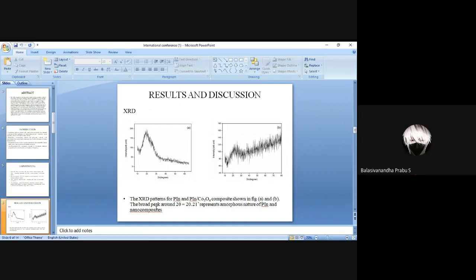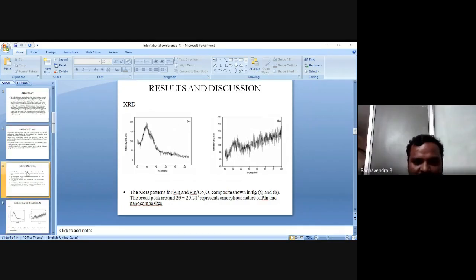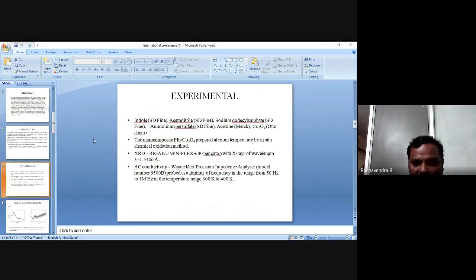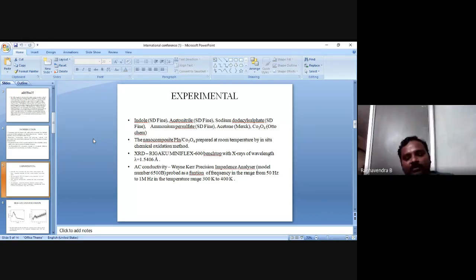Sir, how did you perform this XRD? Sir, by making use of this instrument, Rigaku Miniflex 600 benchtop. What is the sample preparation, and whether it is dissolved in the solution, or is it in the powder form or the solid form you have made it? Sir, we have made it in powder form, and then it is dissolved in acetonitrile, and then it is subjected to the XRD.